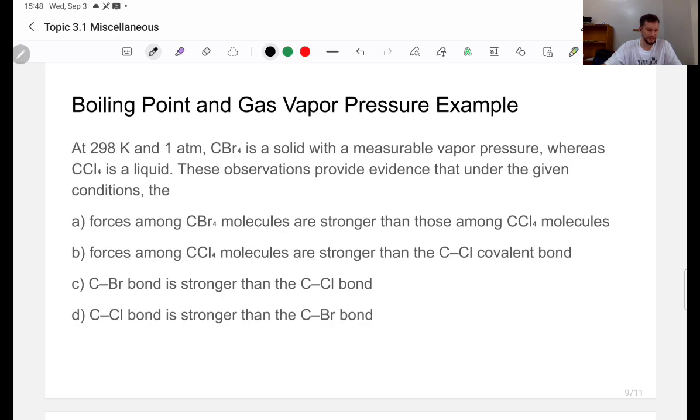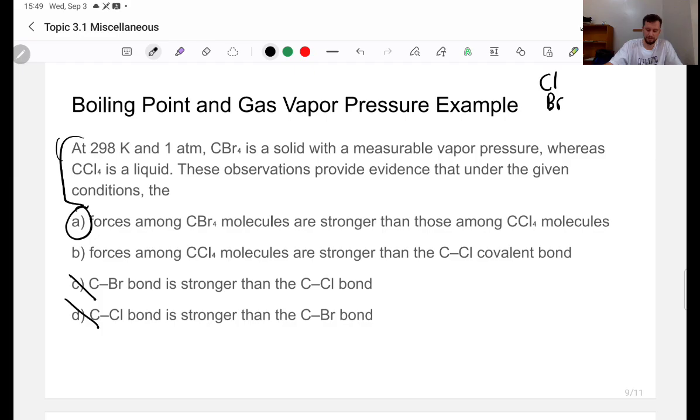So in this case, if we look at our periodic table, we can see that Br is lower than Cl, right? So since Br is lower than Cl on the periodic table, that means bromine's a larger atom, and so we know that the London dispersion forces are going to be greater. And in a problem like this, we're considering the strength of the intermolecular attractions. We're not considering the strength of bonds, so it's not C or D. And so the answer here is going to be A.